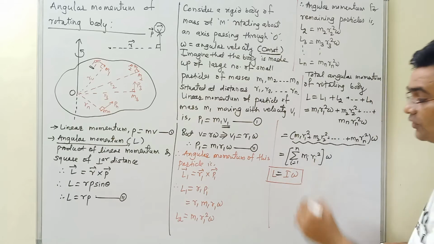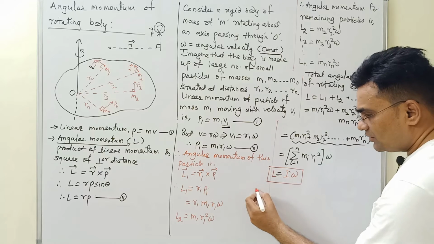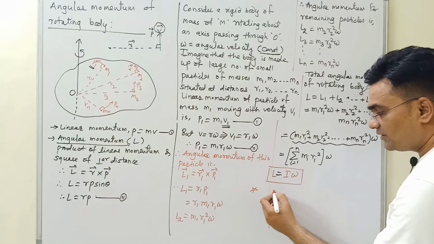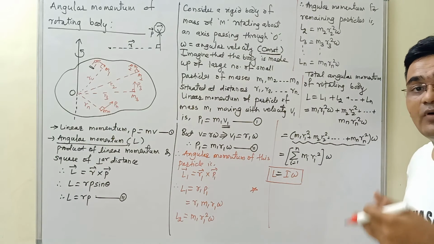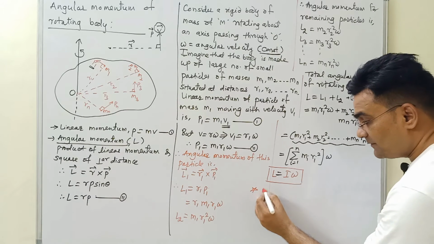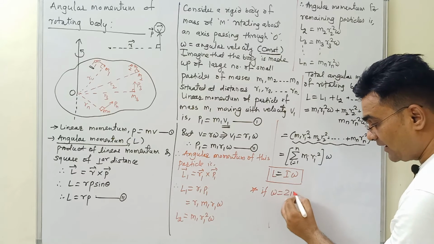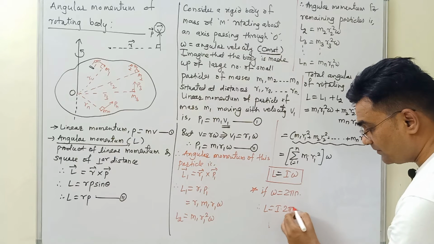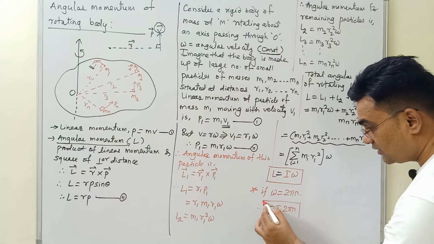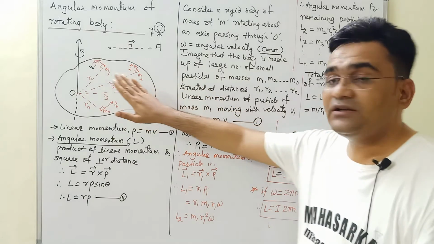This will be the basic formula for angular momentum of a rotating body. So we can use this formula in different forms. I is different for different shapes, for rod, for ring, for disc. If omega is equal to 2 pi n, therefore L can be equal to I into 2 pi n. This will be another formula for angular momentum. Okay, so this is a very important article in terms of CET.